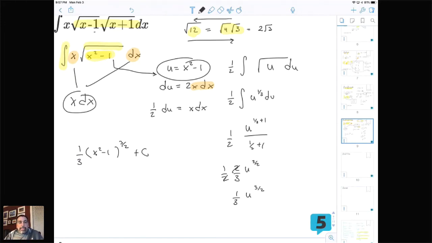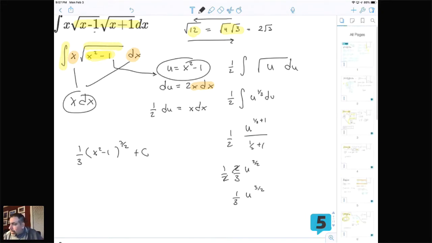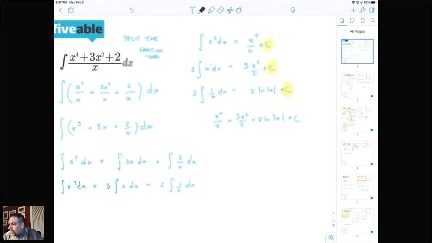And the funny thing about this one is it's actually a combination. We had to do a little bit of algebra first to set it up so it would work as a u substitution. So again, just to recap and remind you of some of the things that we've seen.